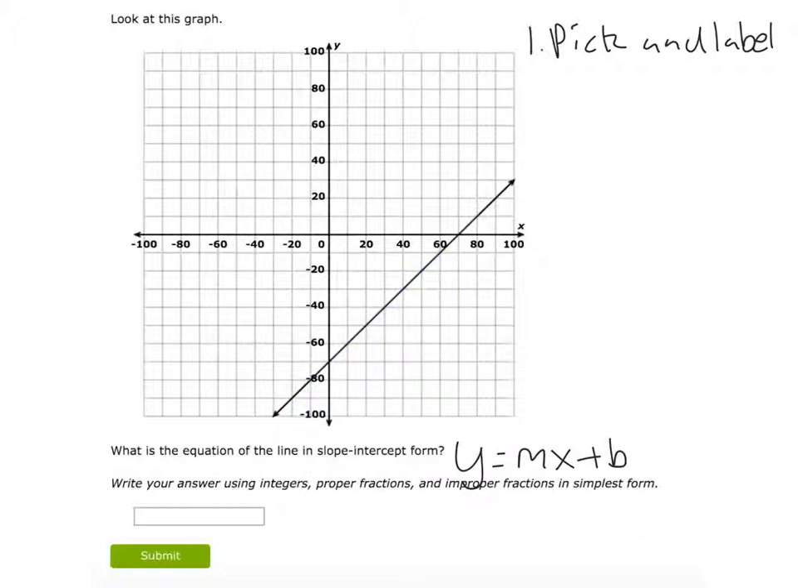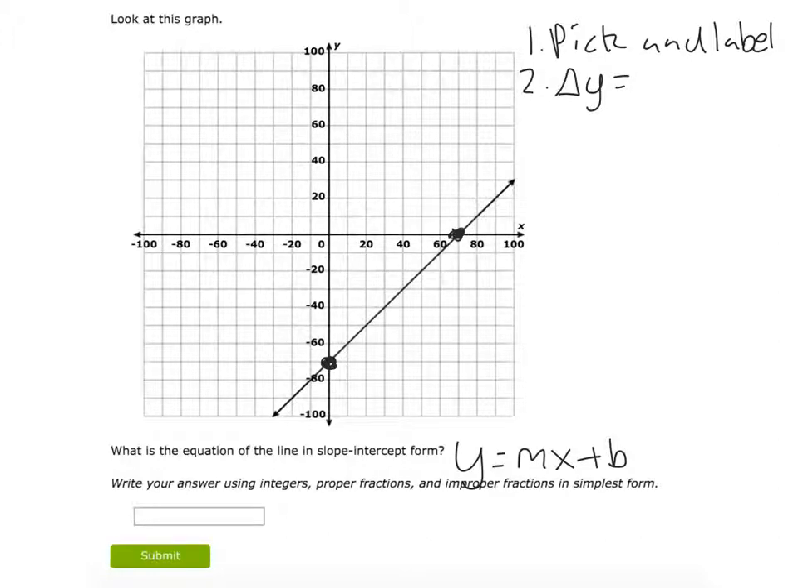So you only need to pick 2 of them. And the 2 I'm going to pick is where they cross each of the axes. So I'm going to pick that point there. And you know what? I'm going to pick that point there. Alright. Step 1, pick and label is complete. Step 2 is going to be change in y.